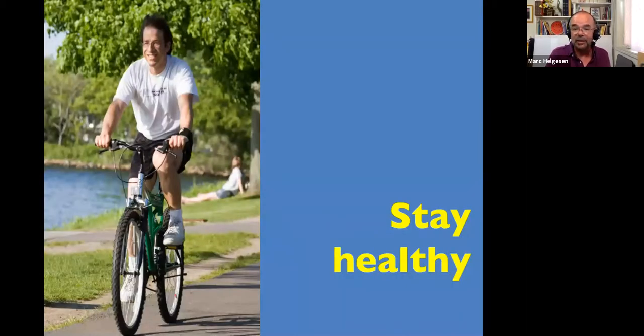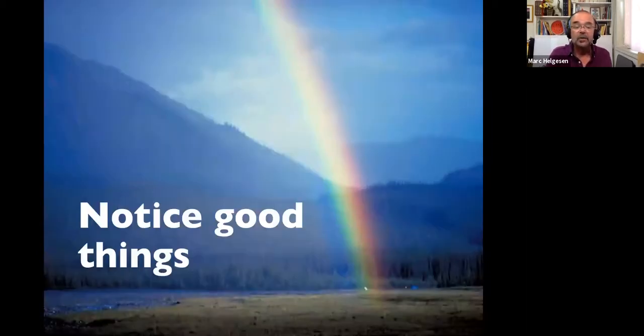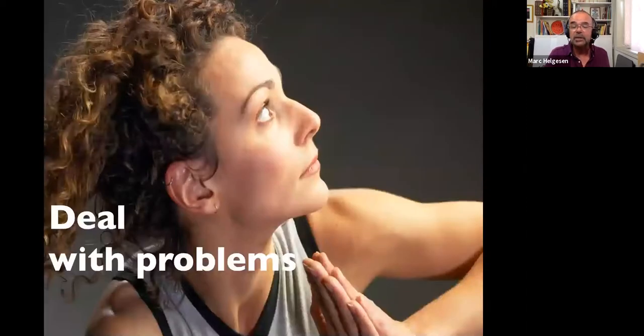Stay healthy. 20 minutes of aerobic exercise 3 times a week can be as strong in dealing with mild depression as psychotropic drugs. Notice good things as they happen. Learn to deal with problems.